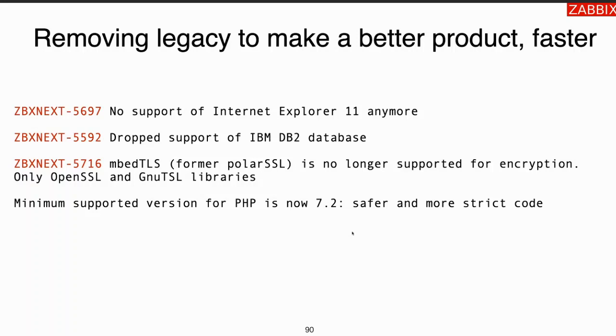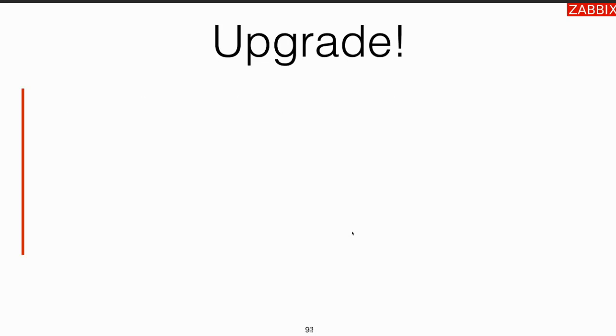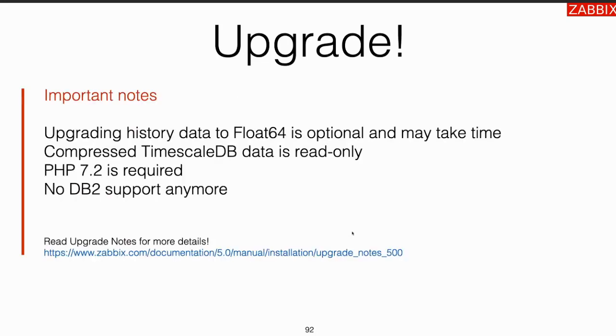An important note is that the minimum supported version of PHP is now 7.2. This way we may produce much safer and stricter code. So upgrade, as always, is quite easy. You just install new server binaries, you make sure that you have PHP 7.2 in your system, and you install the front-end files. But there are a number of important notes to be aware of.